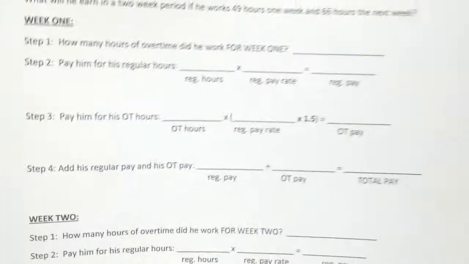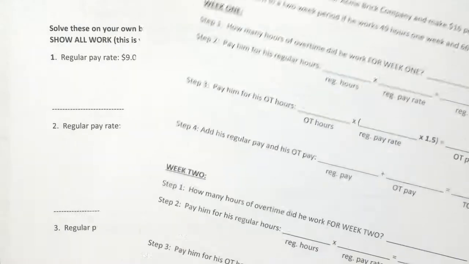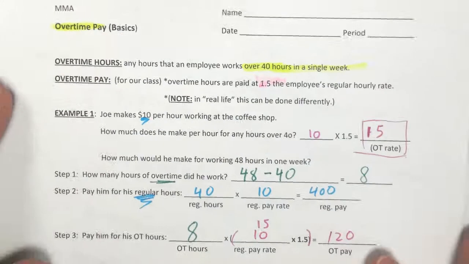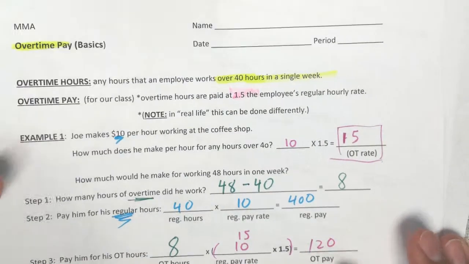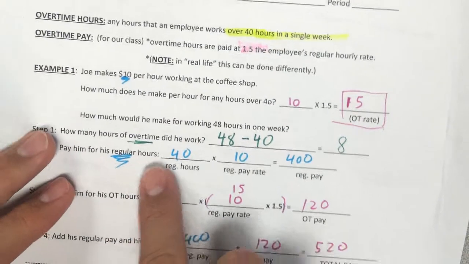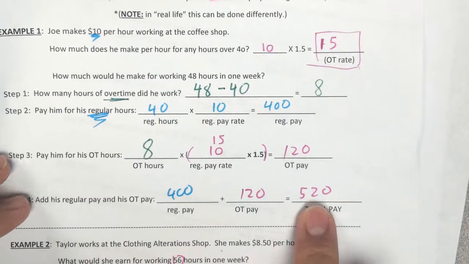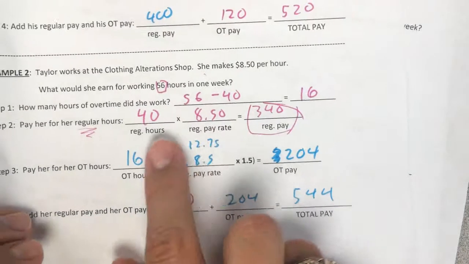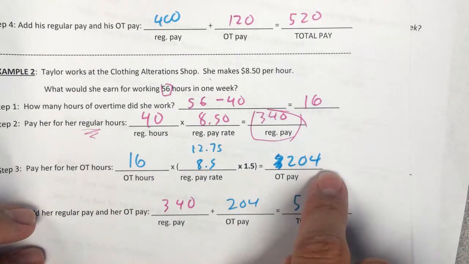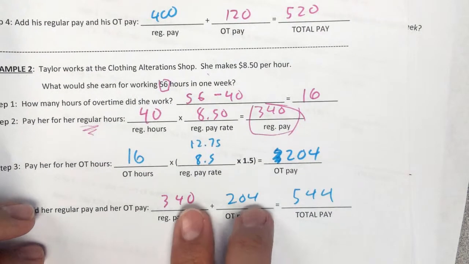Okay, in the last video we went through how to calculate overtime pay. We had to calculate my overtime separate from my regular pay and then add them together when I was done. Again, we calculate our regular pay and overtime pay separately, and then we add those two together.